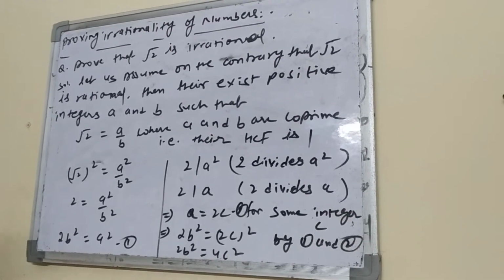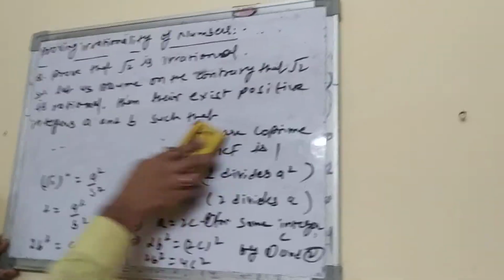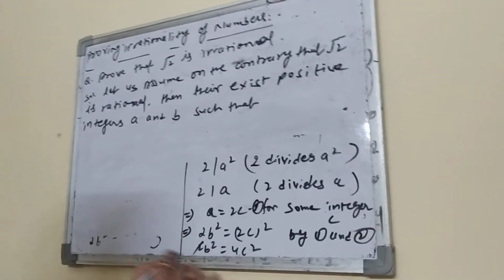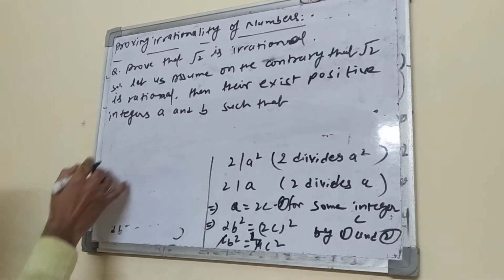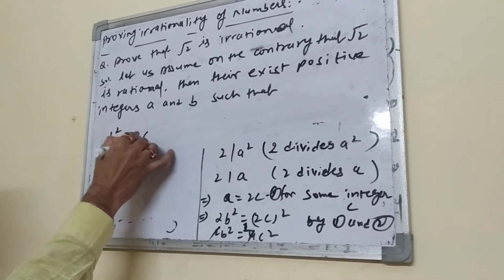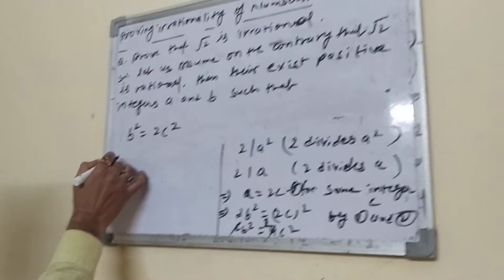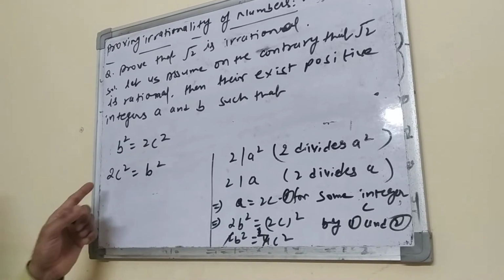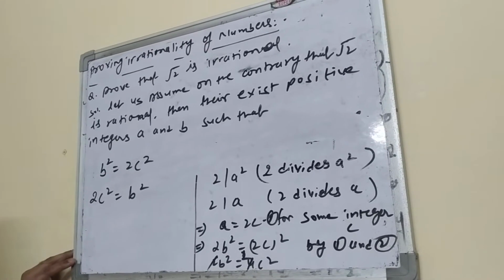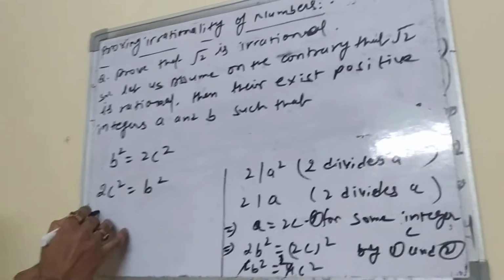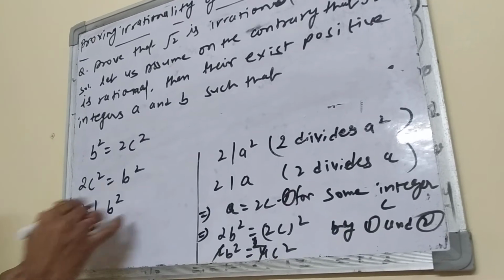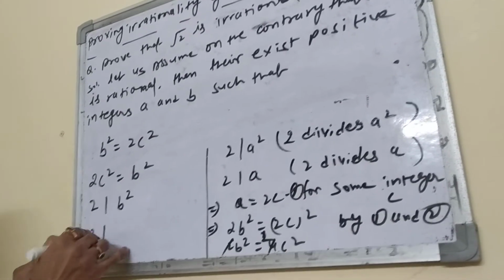Then if we solve this, 2 cancels with 2. Then b square is equal to 2c square. So we can write 2c square equal to b square. That means 2 divides b square, or we can say 2 divides b.